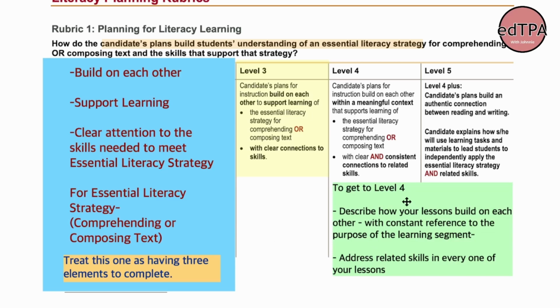But you should give attention to level 4 as well. Candidates' plans for instruction build on each other with a meaningful context that supports learning of, and this is not different, the essential literacy strategy. But the next one is with clear and consistent connections to related skills. So you need to talk more about related skills to get to level 4. So to get to level 4, describe how your lessons build on each other with constant reference to the purpose of the learning segment. Address related skills in every one of your lessons, and that will take you to level 4. So this is rubric 1.